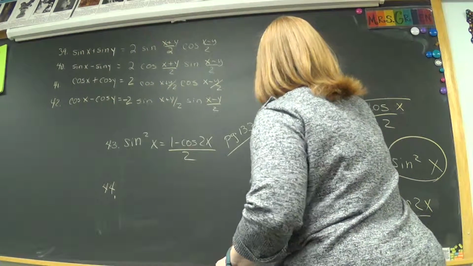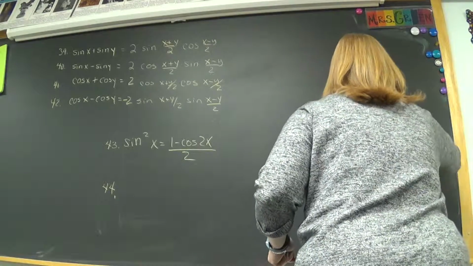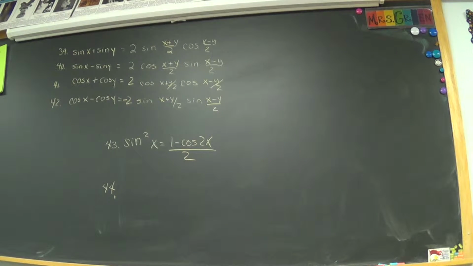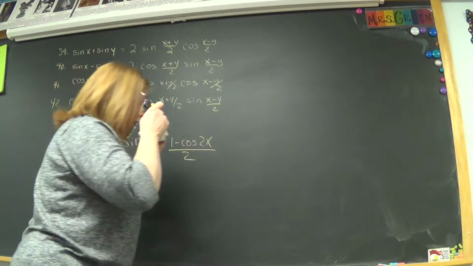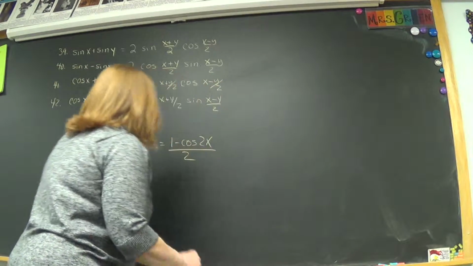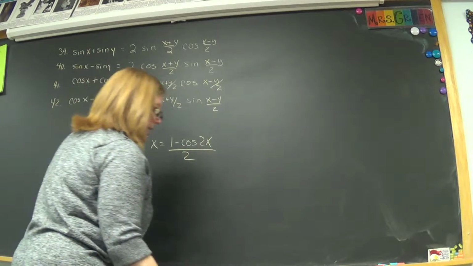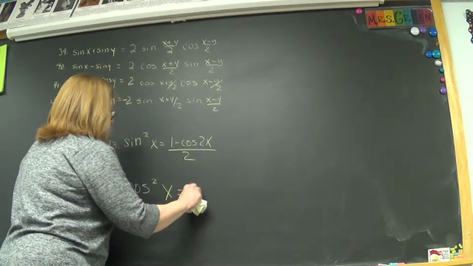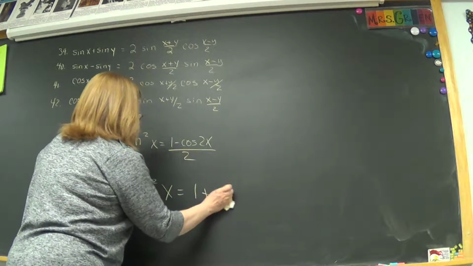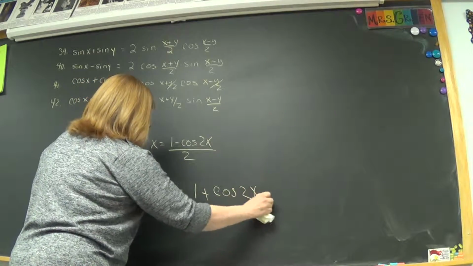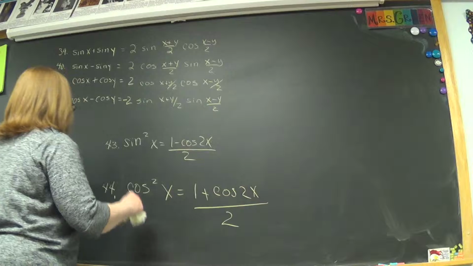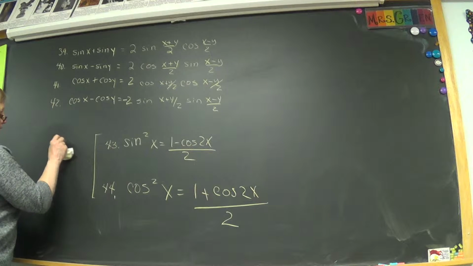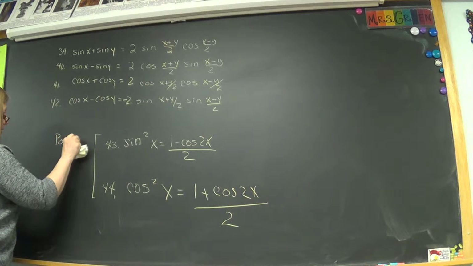So let me get rid of our development. And this is the ID that we need to add to our ID page as well. Is it number 43? Yep. All right, 44, I'll give it to you without development. You can do it from the other double angle cosine ID. It's very much like the sine squared, except the sign changes. All right. So let's name those somewhere on either the trig ID page or your page 133. These are power reducing IDs.